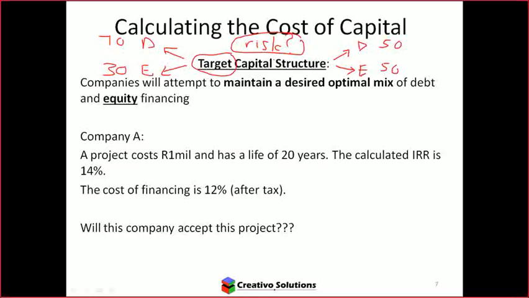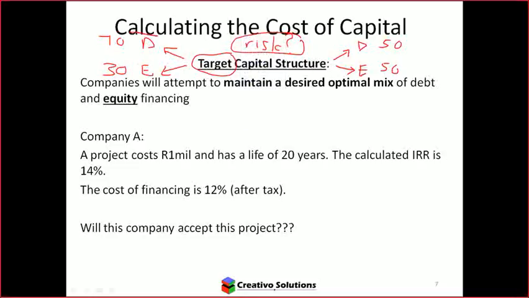Okay. So which company is better? The company on the left or the right? I don't know, you're going to have to work it out. You're going to have to work what out? The weighted average cost. Okay, the weighted average cost of capital. Okay, that comes later on. You're going to have to work out the cost of capital.